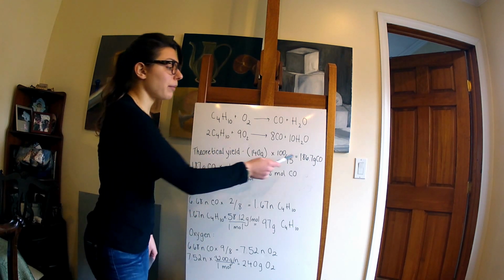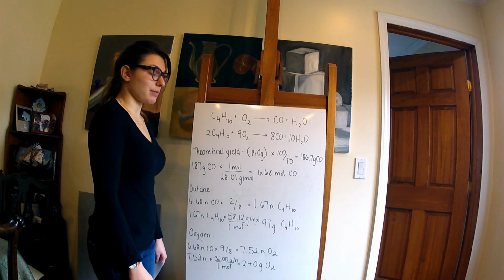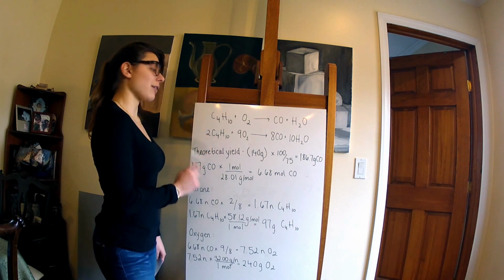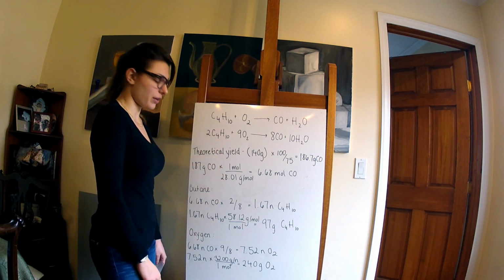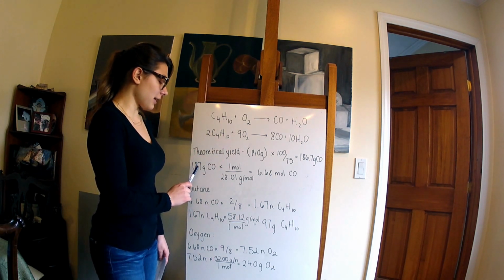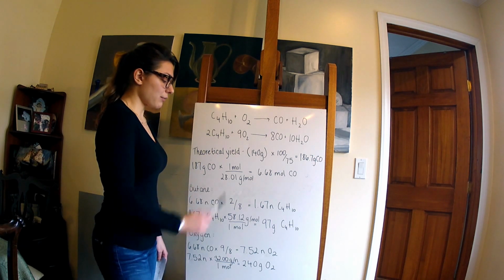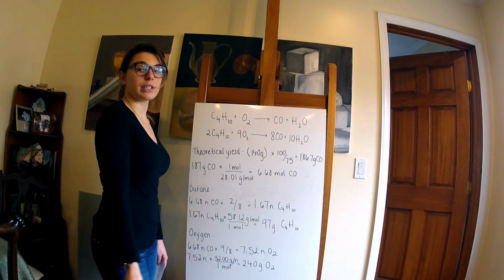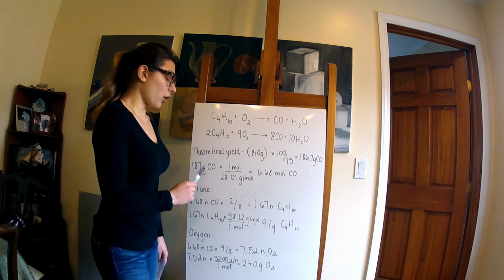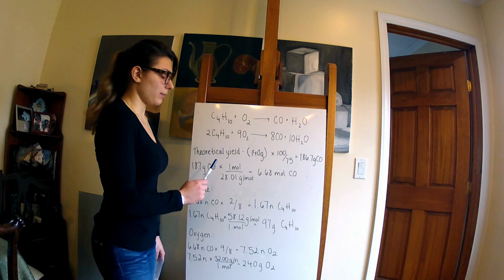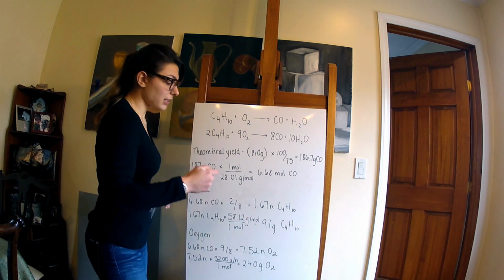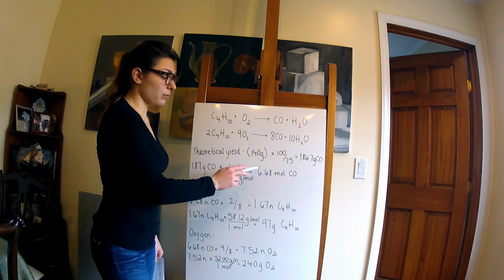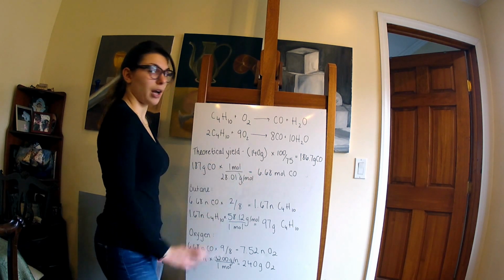Now, with the 186.7 grams of carbon monoxide, you want to convert it to moles, so then you can use the ratio to find out the amount of butane and oxygen you started with. So 187 grams of carbon monoxide times 1 mole over 28.01 grams per mole. The 28.01 is the molecular weight of carbon monoxide found in the periodic table. With that, you then cross out the grams, which gives you 6.68 moles of carbon monoxide.